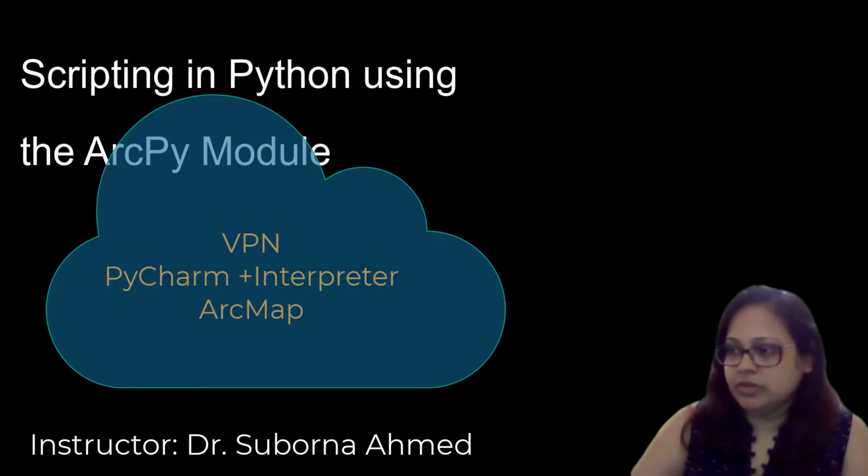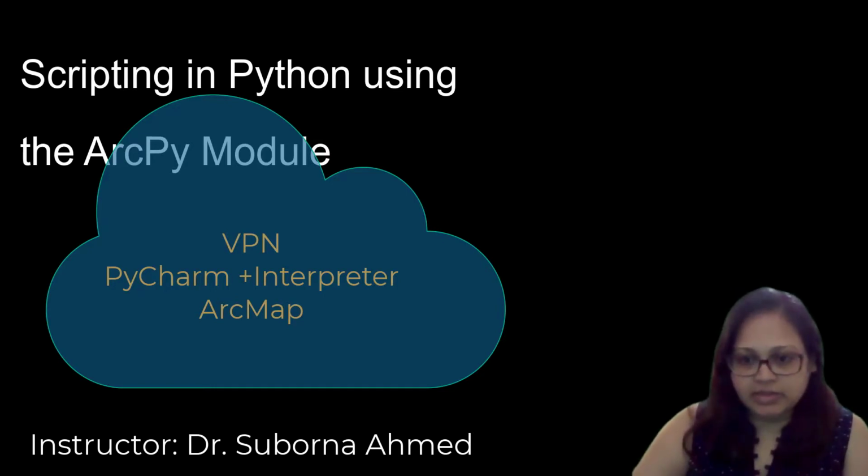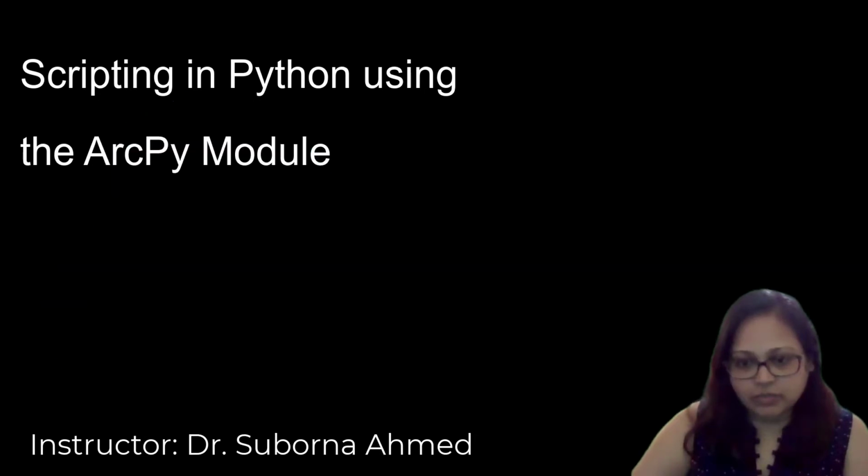I hope you all prepared your environment. That means you have the VPN on, and then you have your ArcMap. Also, you have used the interpreter. The interpreter is ArcGIS and then Python 2.7. So you all prepared those, and then you can open the PyCharm session, then open the script I gave you. This is just a simple example.